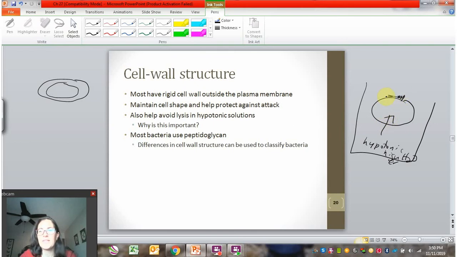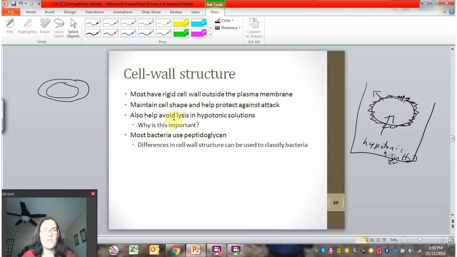But if that cell is surrounded by a cell wall, just like in plants, the cell wall provides a returning pressure. And so as water flows in, the cell wall pushes back on that swelling cell membrane, and so it will push that excess water out. So the cell wall helps prevent that.